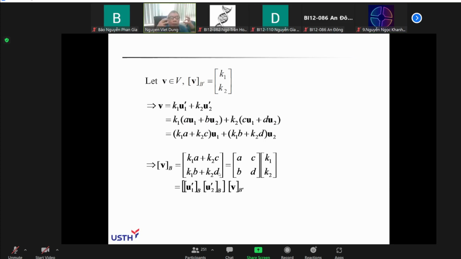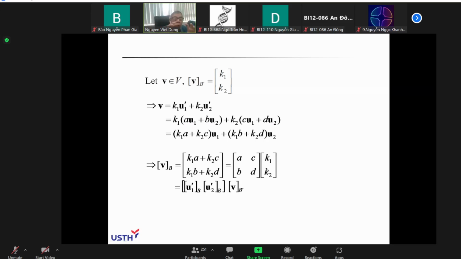But if you remember the formula for matrix multiplication, that is exactly the product of the matrix A, B, C, D multiplied by K1, K2. The first column A, B here is exactly the coordinates of U1 prime according to the basis B. The second column is the coordinates of U2 prime relative to B. And the column here is the coordinates of V relative to B prime.